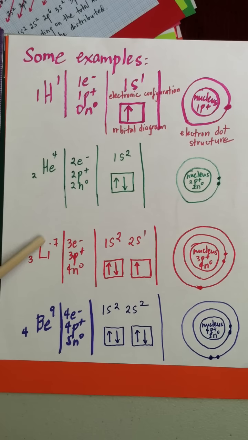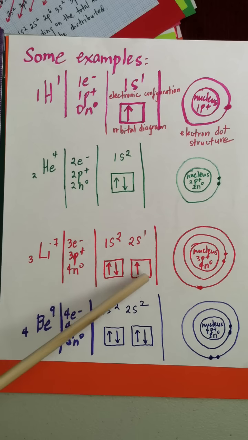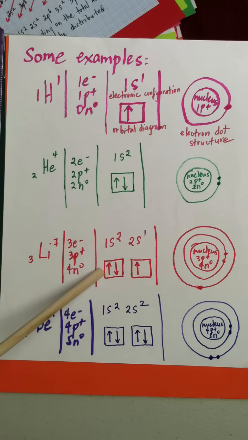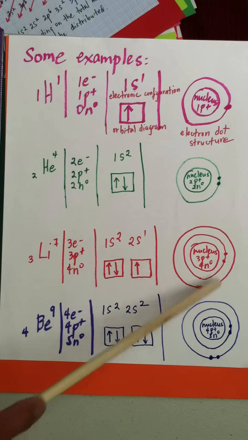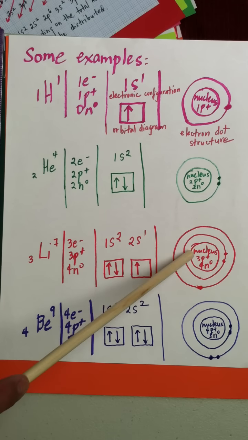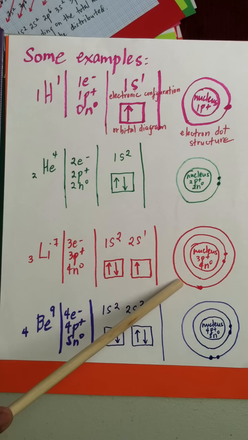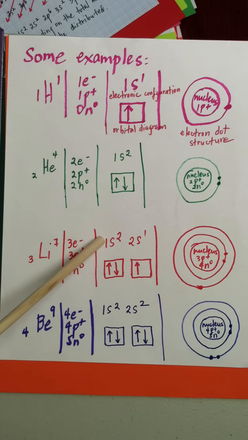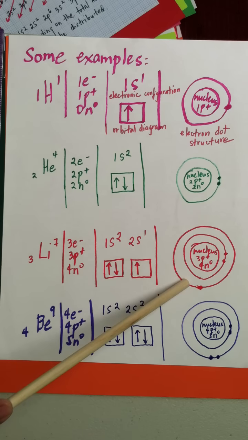Moving on, we have lithium-3. So notice that lithium has 3 electrons, right? So its electronic configuration will be 1s2, 2s1. Its orbital diagram will be this one, where you have the 2 orbitals, the 1s2 with the 2 electrons, and the 2s1 with the 1 electron. So that if we draw the lithium atom, you would have its nucleus here with the 3 protons, the 4 neutrons. You have 2 orbitals, the first one representing the 1s2 with the 2 electrons, and the second one representing 2s1 with 1 electron.